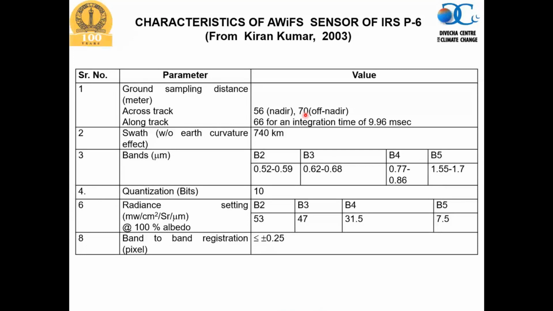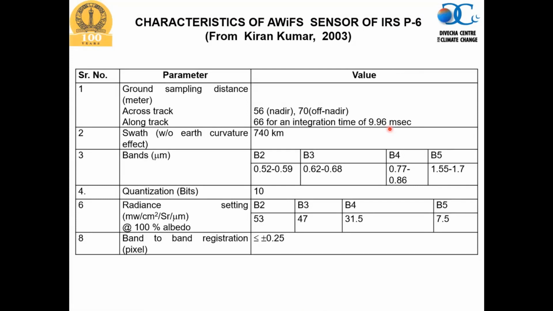And then you have a 66-meter integration time, and that means when the satellite is moving in its direction, if it collects the data within 9.9 milliseconds, then it will have 66-meter spatial resolution, because if it is not able to do it within that time, then it is possible that you might have a gap. So you have three different spatial resolutions.